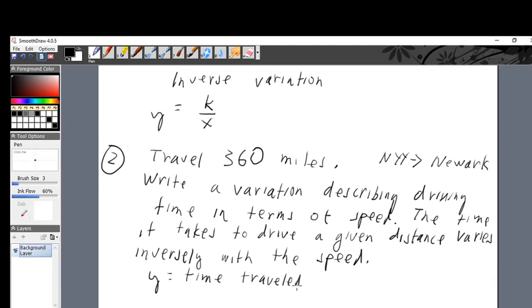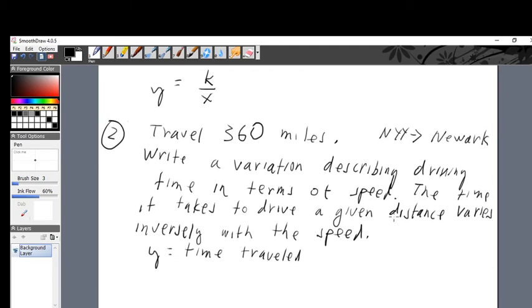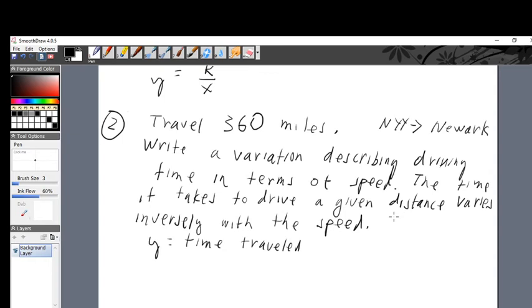Let me move up this page again. The x is going to be the average speed, and the k is the constant, which is going to be the distance traveled. In our case, it's 360. Because our k is the constant, which is the 360. That's what we keep constant right there.